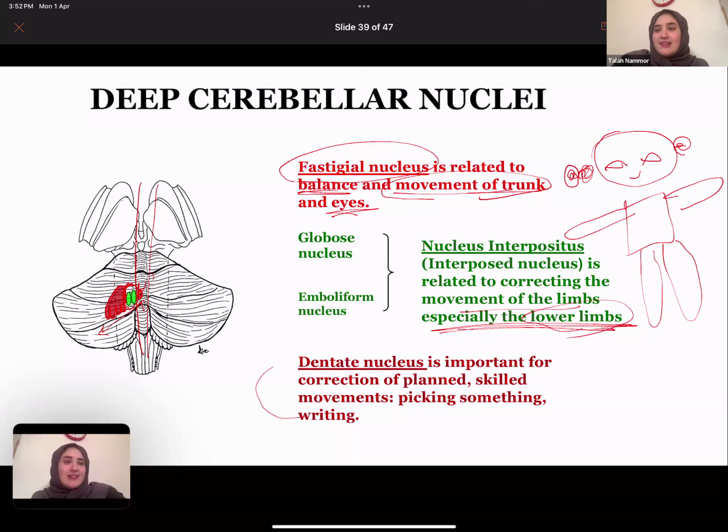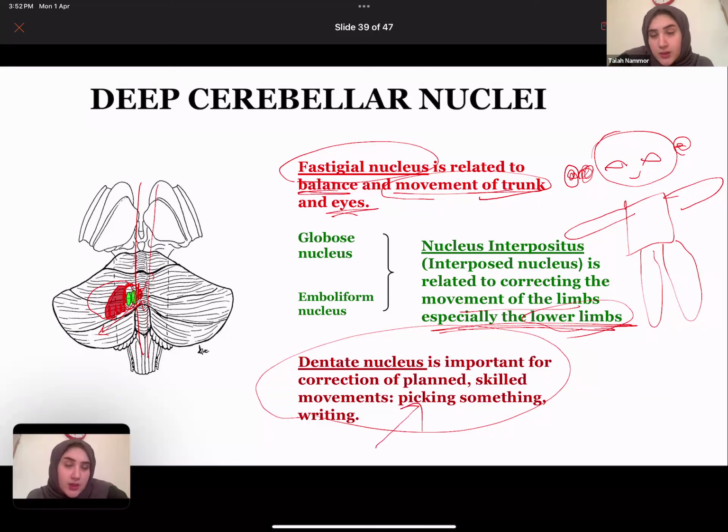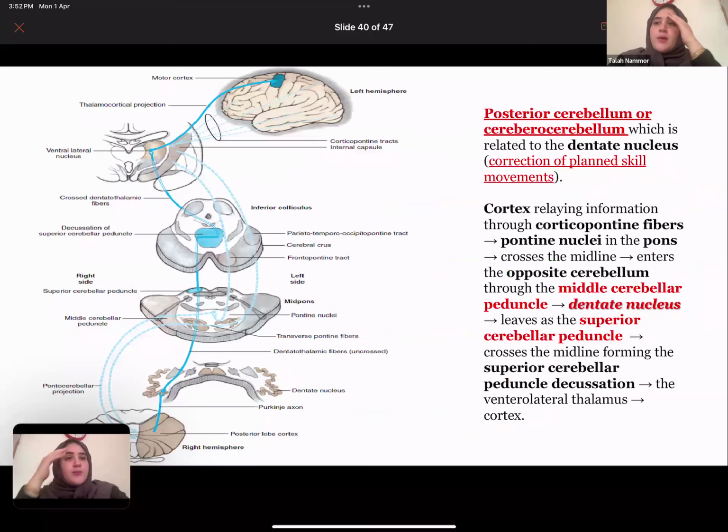Last but not least, the dentate nucleus is like the big boss. It just makes sure that everything is planned and skilled. Also, you can see its position. Its position is literally in the cerebrocerebellum, and this is the function of the cerebrocerebellum. These are the functions of the spinocerebellum, and this has to do with the flocculonodular, the vestibular cerebellum. Now we're going to discuss the pathways.